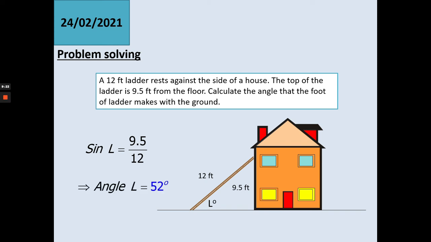Right, so the sine of 9.5 divided by 12, it's an angle, so it'd be sine to the minus 1 when you put it into your calculator, is 52 degrees.